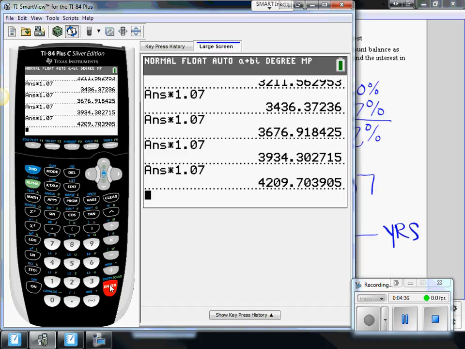Is there a formula? Yes. Might it involve exponents and stuff? Yes, especially when it's geometric. So we're going to get there as the year goes on. But for now, with geometric, we're going to hit enter and count how many times it takes to get there. All right?